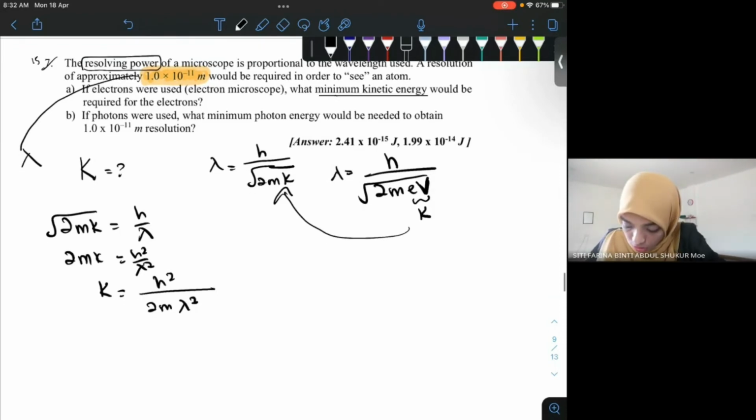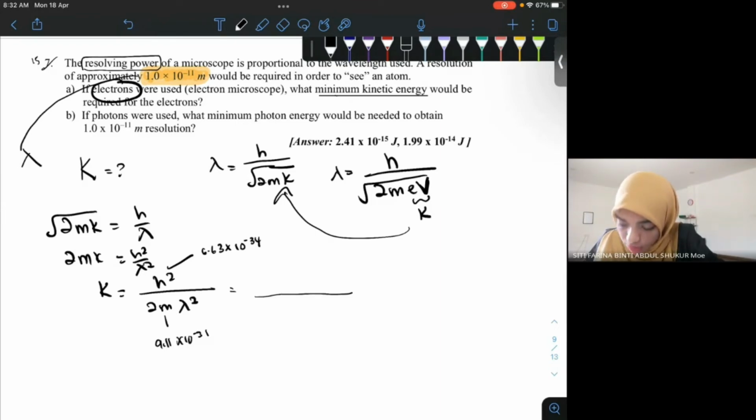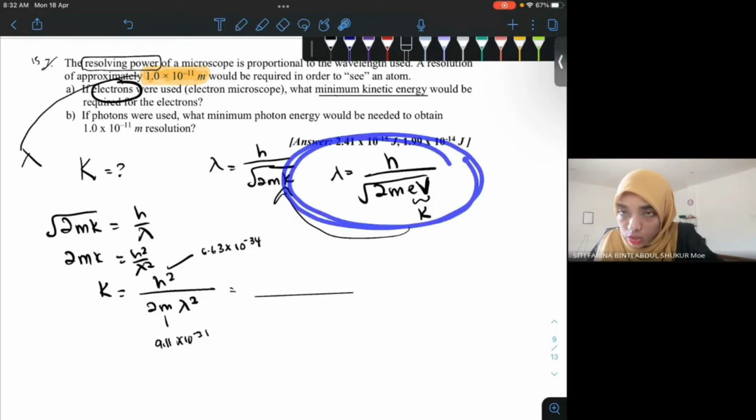Okay, so h is a constant 6.63 times 10 to the power negative 34. Mass here we are talking about electron. So dia adalah mass of electron 9.11 times 10 to the power negative 31. And then lambda is given in the question such as 1 times 10 to the power negative 11. So boleh tekan calculator untuk dapatkan jawapan kinetic energy kamu. Okay, yang penting adalah you should be able to deduce the equation yang kita nak pakai dekat sini.